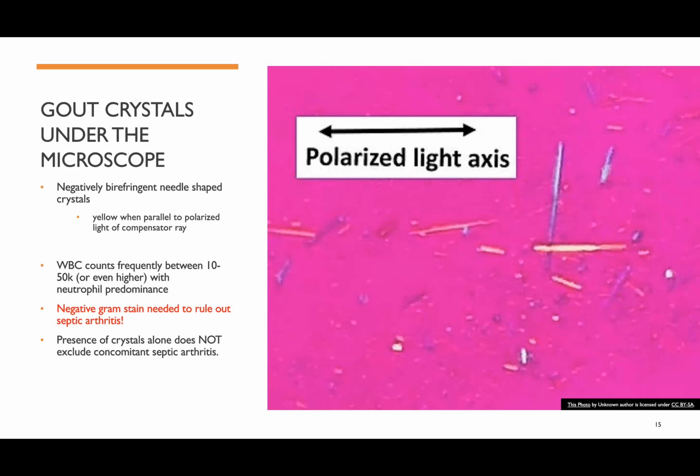And what you need to have to rule out a septic joint is a negative Gram stain and culture. You need to make sure that's obtained before doing something like an intra-articular injection to treat a gout flare. The presence of crystals alone does not rule out a septic joint. You can have both a flare and an infection at the same time. Remember, infection is a risk factor for causing a gout flare.